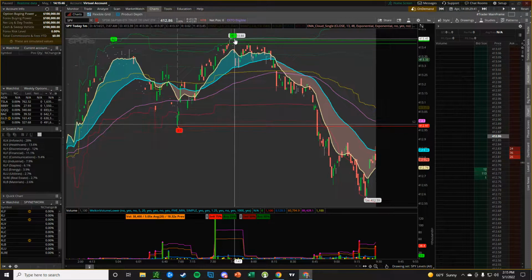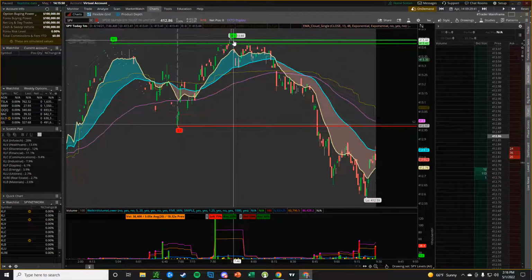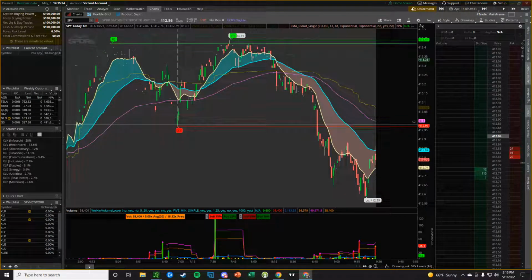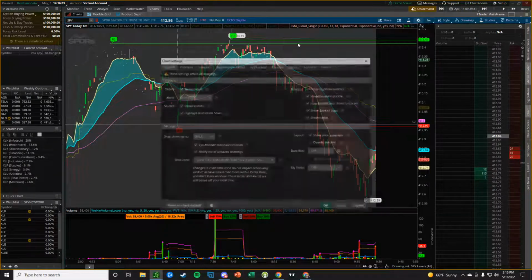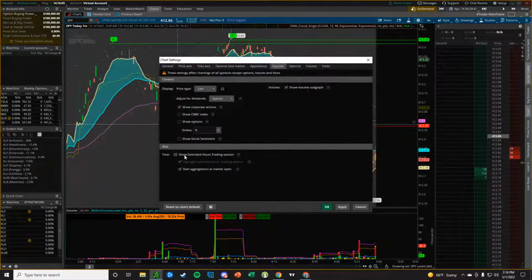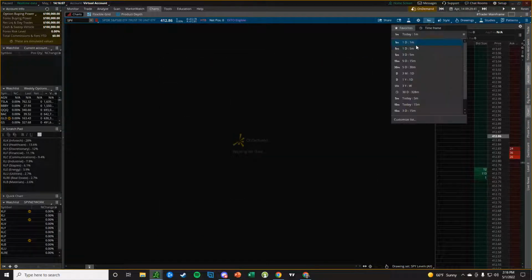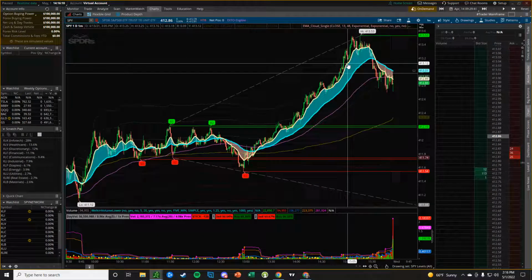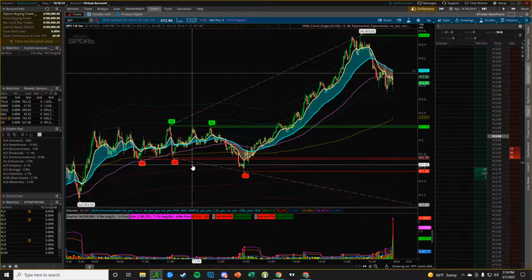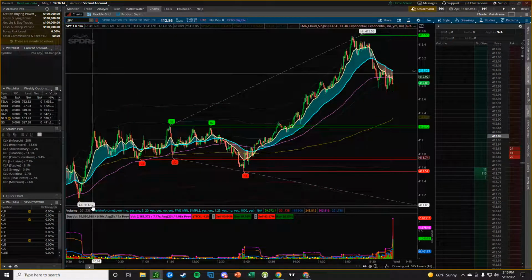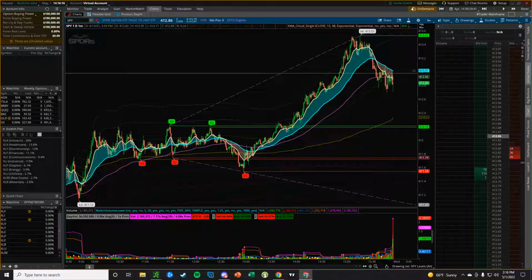Right out of the gate, we've got our R1, which is blocking our overnight high bubble at 413.444, and our overnight low, which is 412. Perfect. Now let's turn off extended hours, and here's yesterday's activity. We've got 411.12 as our low.